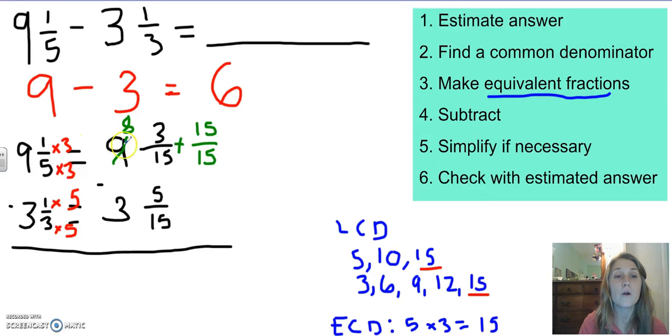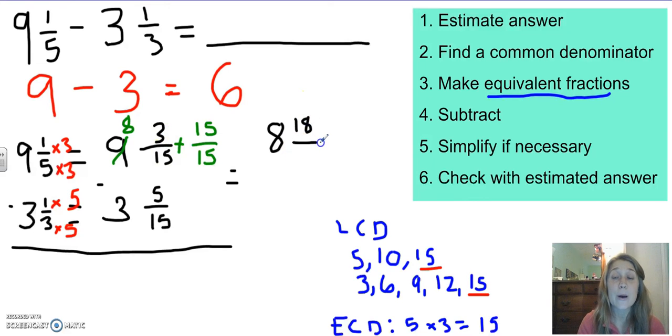So I took one whole away from 9 and made it 8. And I'm going to add it to my fraction, but I'm going to add it as a fraction. So I'm going to have to rewrite my problem one more time. This time I only have 8 wholes, but I have 15, 16, 17, 18 pieces.